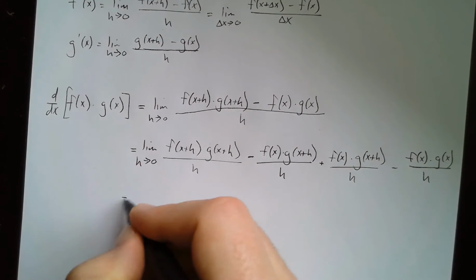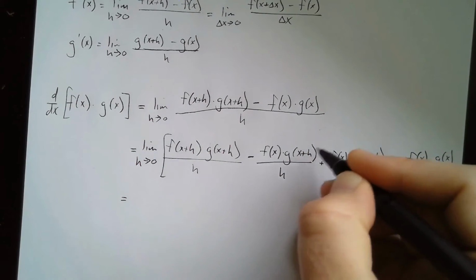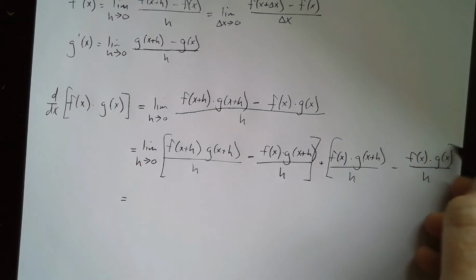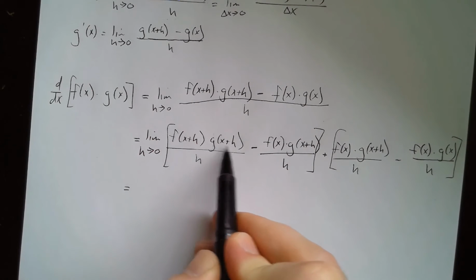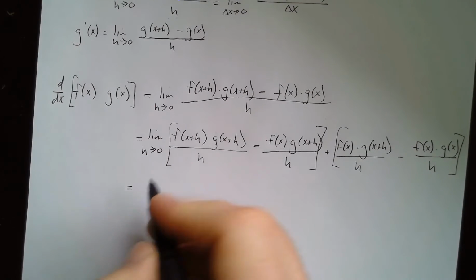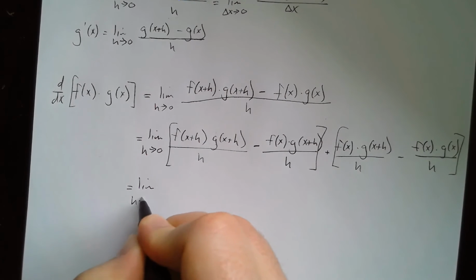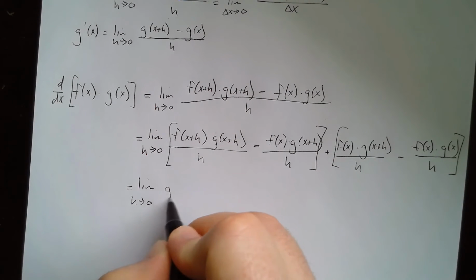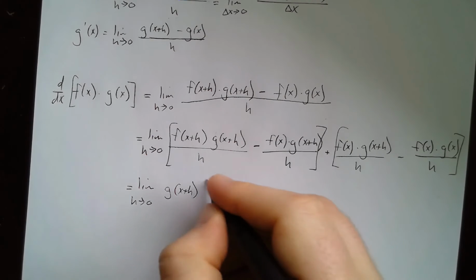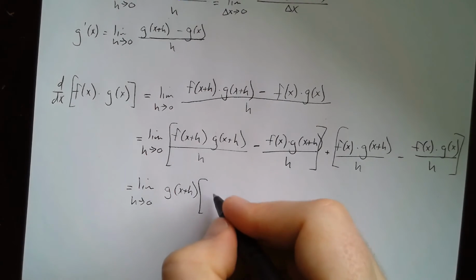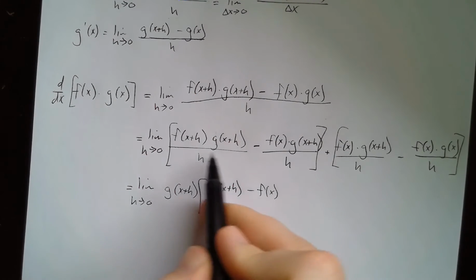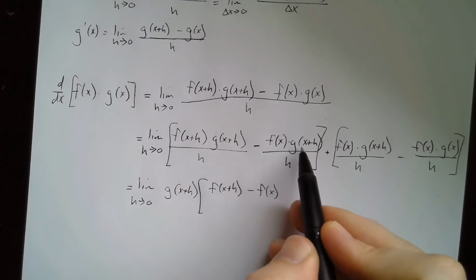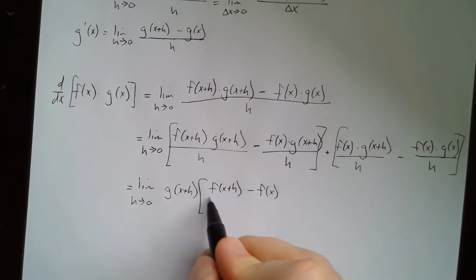So the next step that I'm going to do is group this with this and this with this. I subtracted this piece because I knew that I could factor out the g of x plus h out of both of those terms. So that's what I'm going to go ahead and do. As h approaches 0, I'm going to factor out g of x plus h out of both of these terms, leaving me with f of x plus h minus f of x. This still divided by h, this still divided by h, which I'm just going to make one division by h.